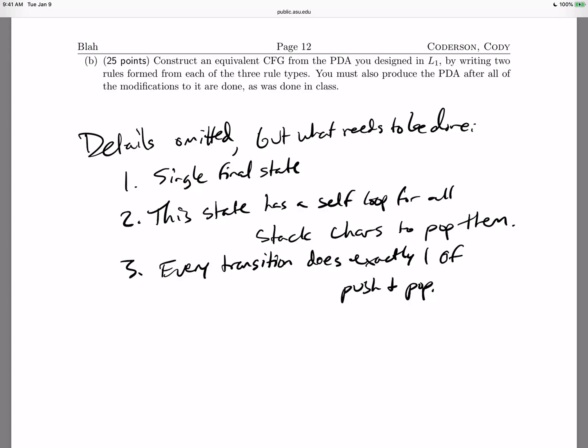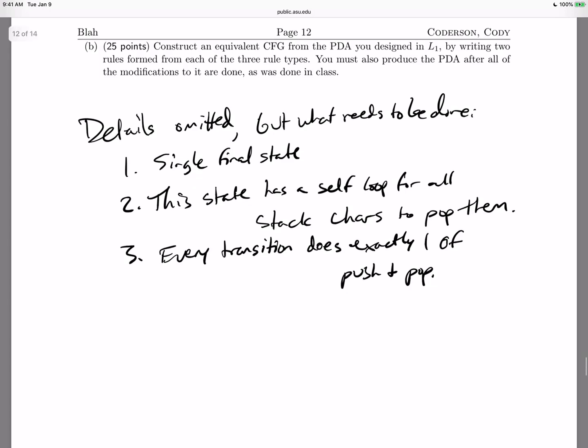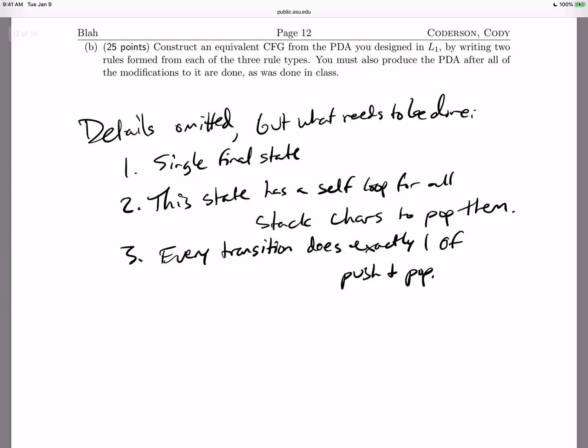And then step 3, pretty much everyone got, which is you can't have any transition that does neither push nor pop, or you can't have a transition that does both. So people correctly just translated those into 2 transitions, which is good. Any questions on part B? Yeah, people did really well on part B.